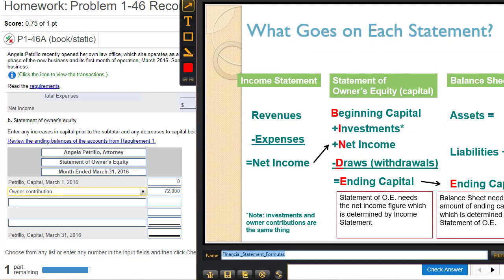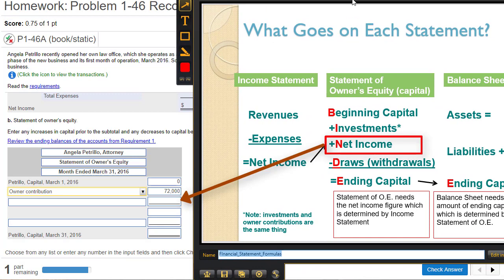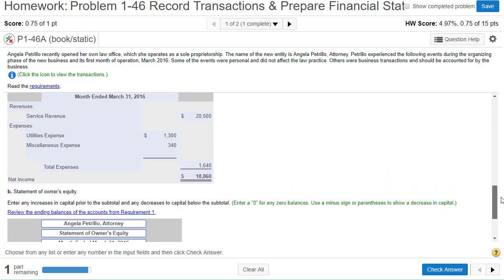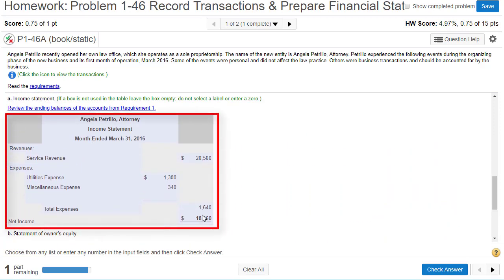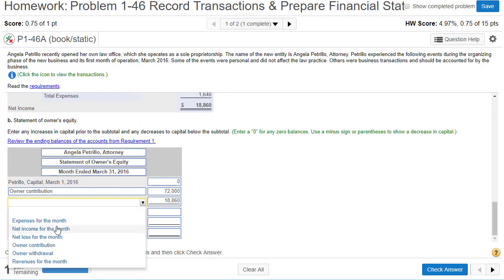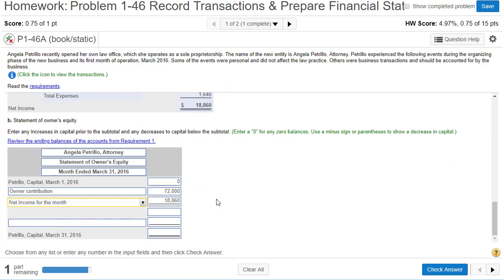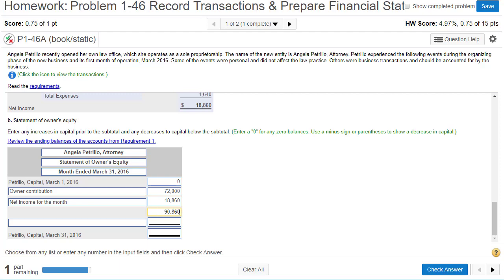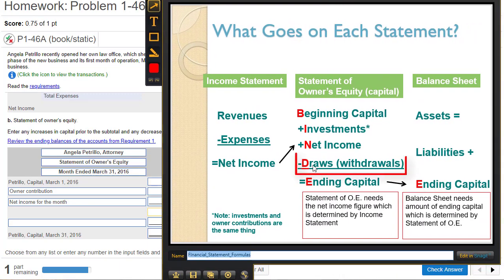And then getting back to our formula, we're going to then add net income. So where do we find net income? Well, right here. Remember, we just did the income statement. So here's our income statement. So we're going to take this net income. I'm going to copy that and paste it here to add that. Okay, and now this is a subtotal column. So we're going to add these two up. Looks like we're going to get 90,860 for the subtotal.